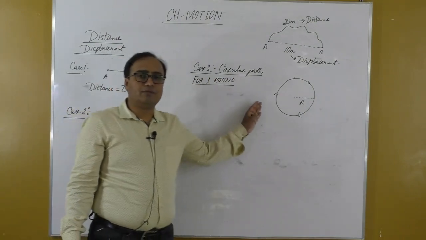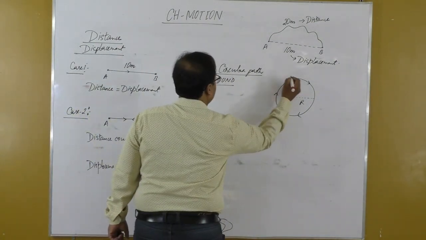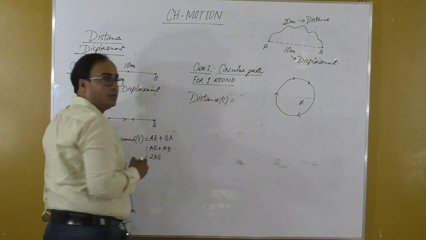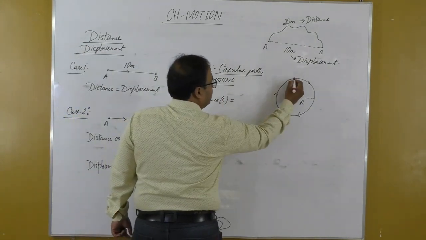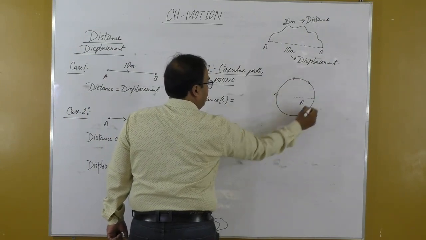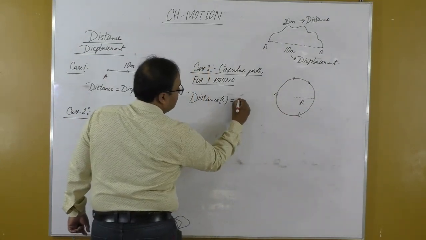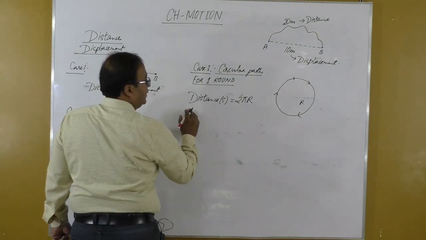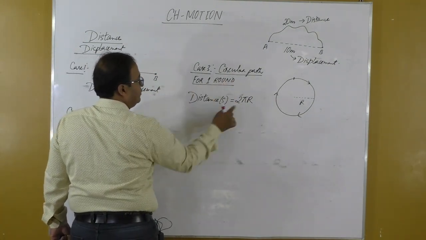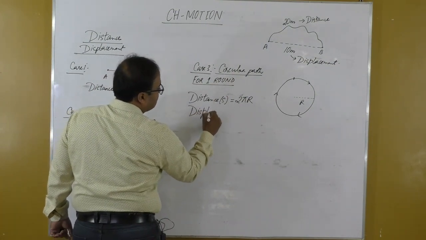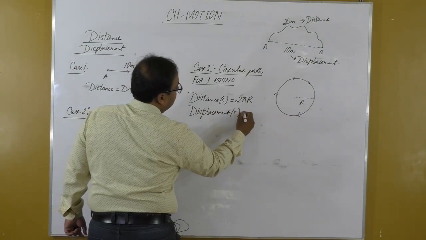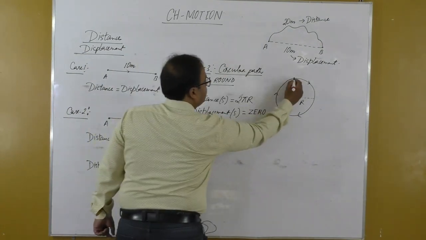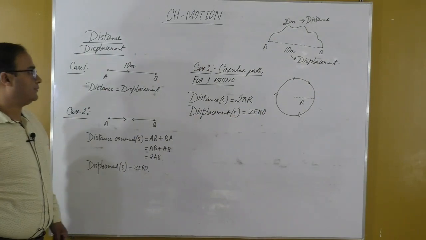If a body is moving in a circular path and it has completed one round, in this case what will be the distance covered? What will be the distance covered if it started from here and reached the same point through this path? That is equal to the circumference, and the circumference of the circle is 2 pi r. So the formula for distance covered for a circular path for one round is 2 pi r. And if I ask you what is the displacement, displacement is 0. Why? Because the initial position and final position are the same.